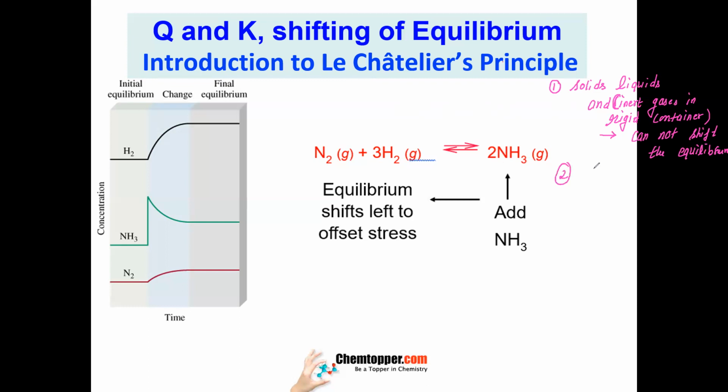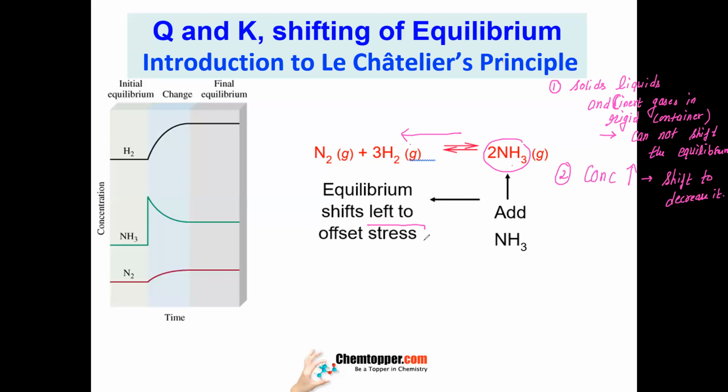Second, if you increase concentration, it will shift to decrease it. If you increase concentration, the shift will be to decrease it. So it will move in a direction to decrease it, to left or right, whatever concentration. Like here, you are increasing the concentration of ammonia. So it will shift to decrease the concentration.